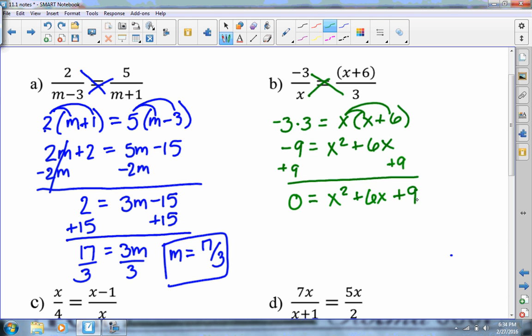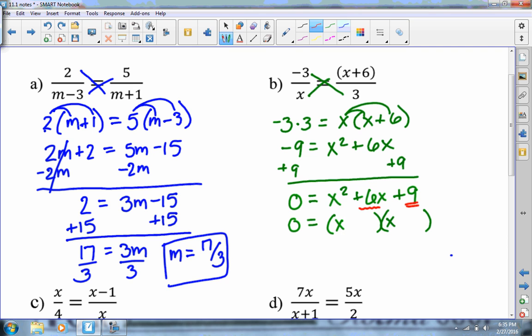Now you could solve this with the quadratic equation if you wanted to, but that's a little more time consuming. A faster way is to try and factor this with guess and check. So we want to set up our two parentheses. I'll need an x and an x. And then I need to think of the factors of 9 that will add up to 6.